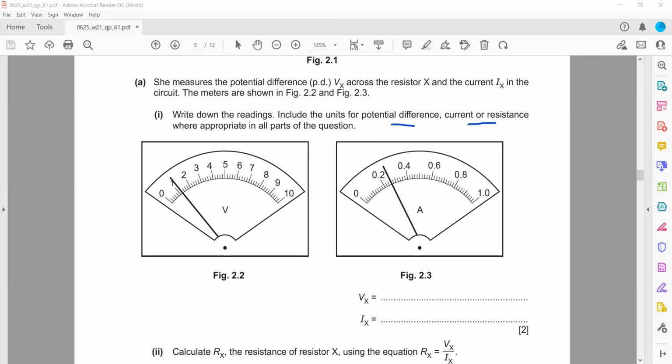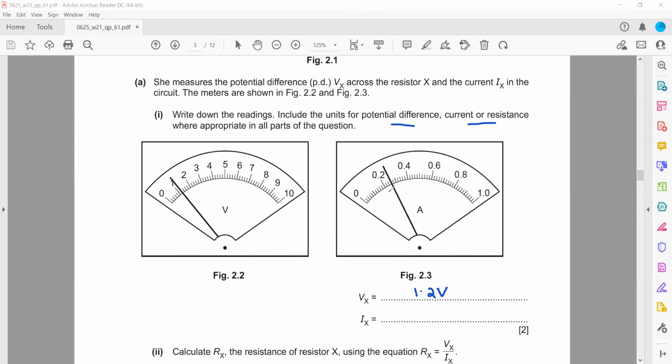Yes, what about the reading on the voltmeter? Each line is representing 0.2. So the reading is 1.2, because here is 0.2, 0.4, 0.6, 0.8, 1, and then after 1 there is the first line. So the reading on the voltmeter is 1.2, and that is volts.